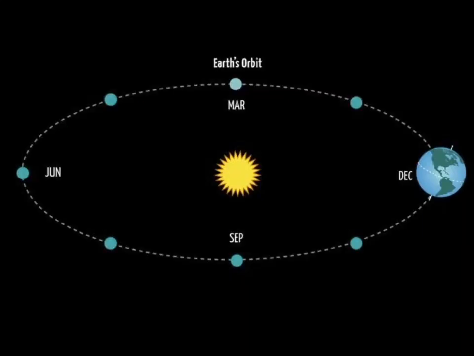You can see the object in the center is the sun, which is the ultimate source of energy for the whole world. At different months, earth is at different positions, rotating around its own axis, as well as revolving around the sun in a counterclockwise fashion.